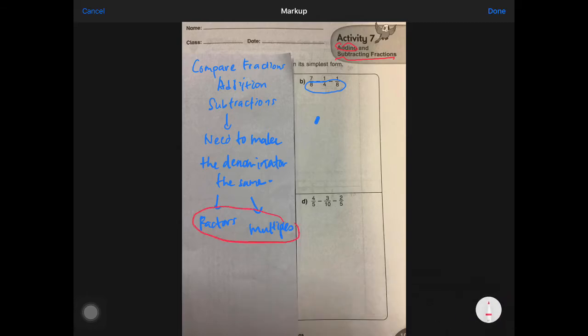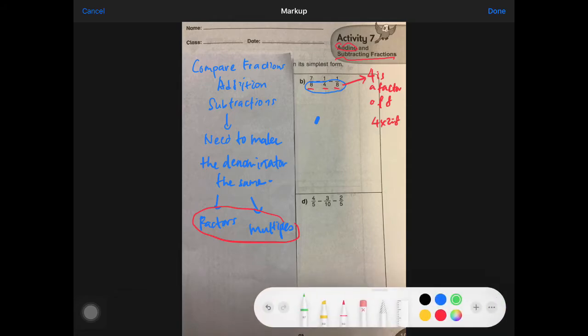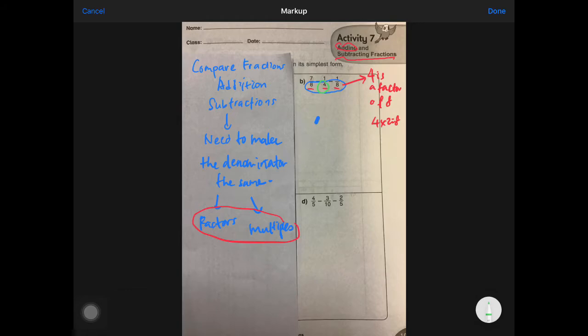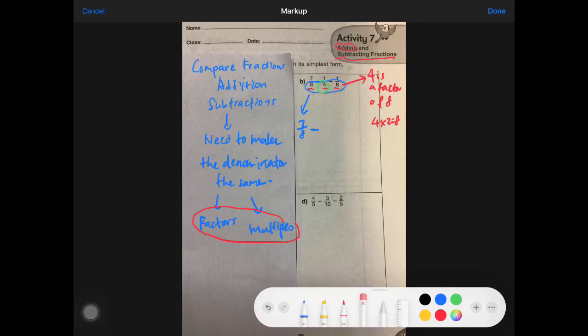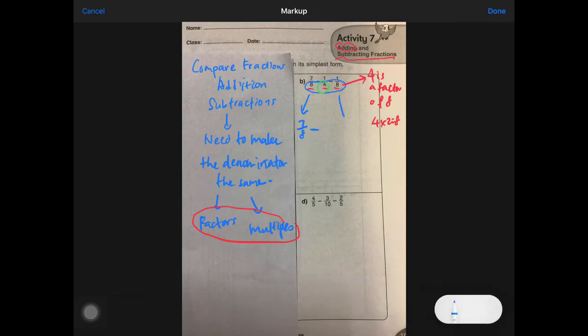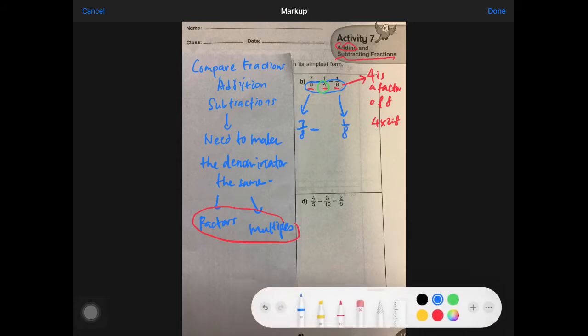So let's look at this question here. The denominators are 4 and 8. 4 is a factor of 8, as in 4 times 2 equals 8. So I will just transform the denominator 4 into 8. The rest I will keep. So I will keep 7/8, minus, and I will keep this 1/8. What I need to change is 1/4.